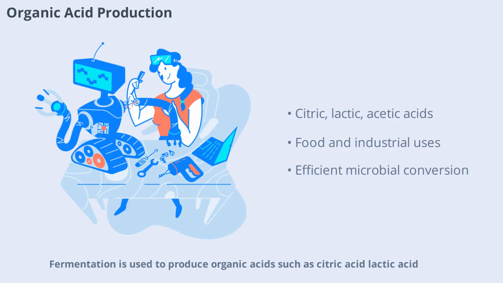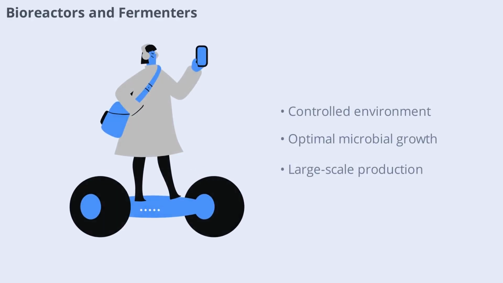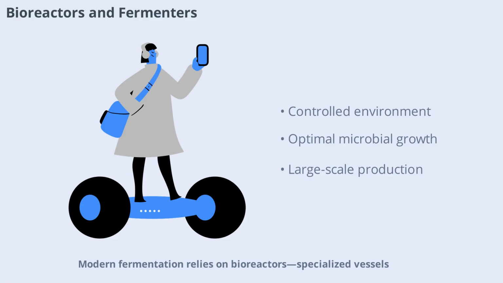Fermentation is used to produce organic acids such as citric acid, lactic acid, and acetic acid. These acids have wide applications in food, pharmaceuticals, and industry. Microorganisms are selected for their ability to efficiently convert raw materials into high yields of organic acids, making fermentation a cost-effective production method.